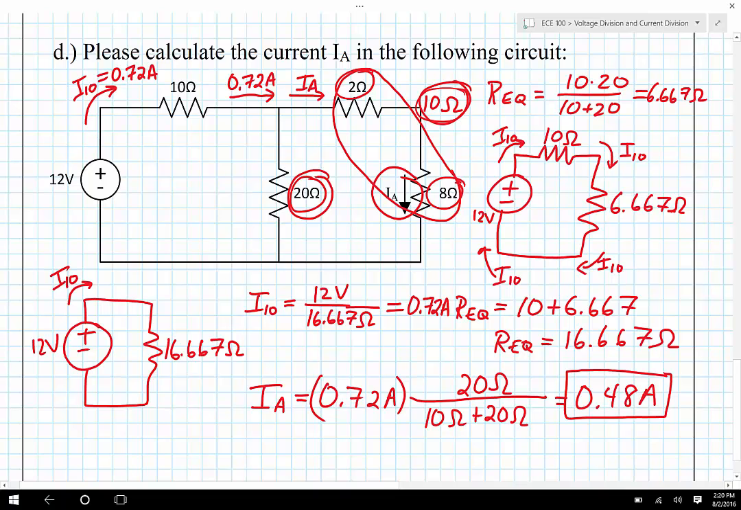So a bit more work on that one. And what we saw here in the last couple of examples is that we had to apply current division 2 different times. One to find a current earlier in the circuit, and then a second time to find the current that we were actually looking for.